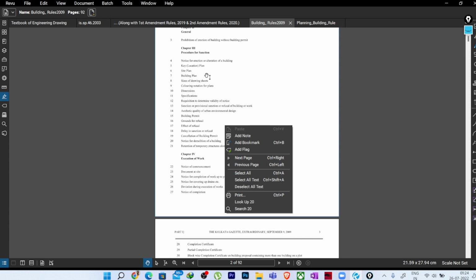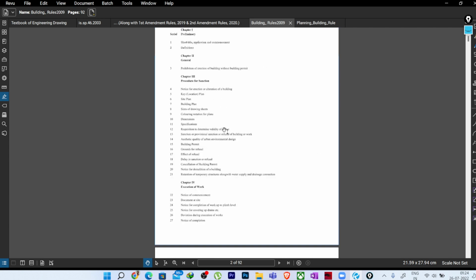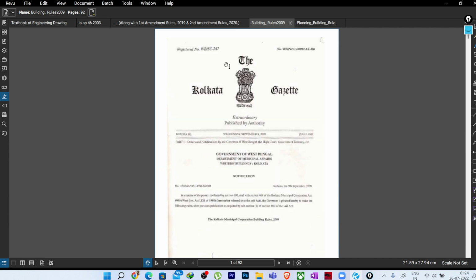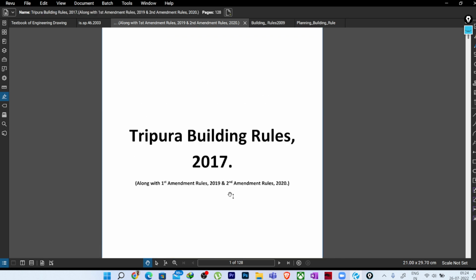So this is it for today's lesson. In our next lesson, we'll be having a look at these books with the amendments made in them, and the important things mentioned in these books for making a building plan or other services drawings.